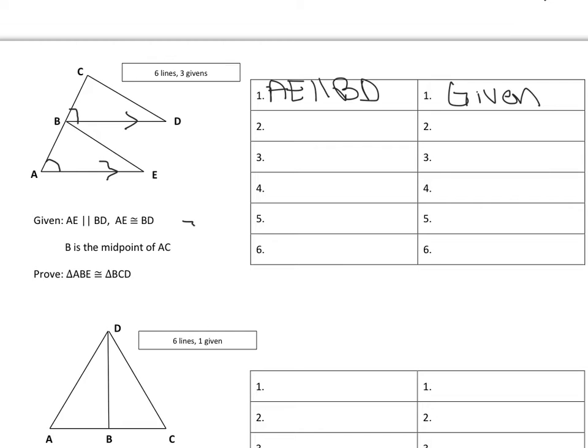And I write that as angle BAE is congruent to angle CBD. And I know that by corresponding angles. Okay? Then my next given, that's an angle congruent, so I mark an A out beside it.